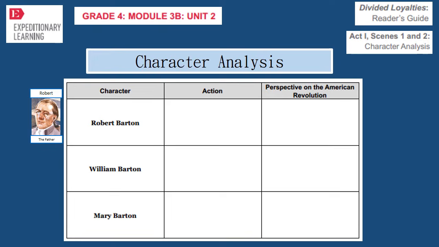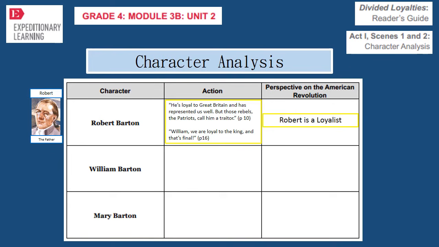Robert Barton, looking back in the text, we see that he's said things such as, he's loyal to Great Britain and has represented us well, but those rebels, the patriots, call him a traitor. That quote is found on page 10. He has also said, William, we are loyal to the king, and that's final. That quote is found on page 16. These words and actions help us figure out that Robert is a loyalist, somebody who was loyal to the king.